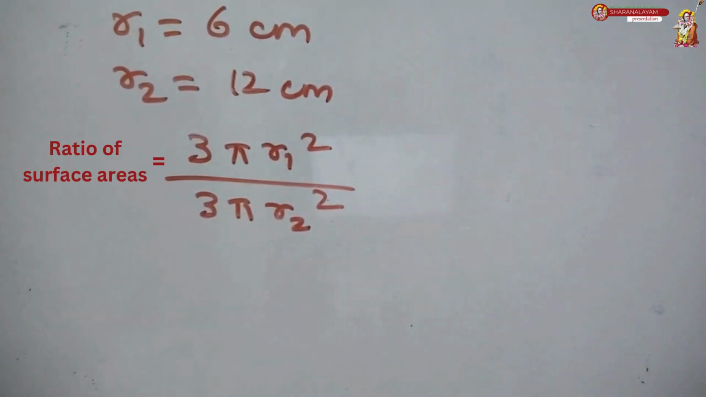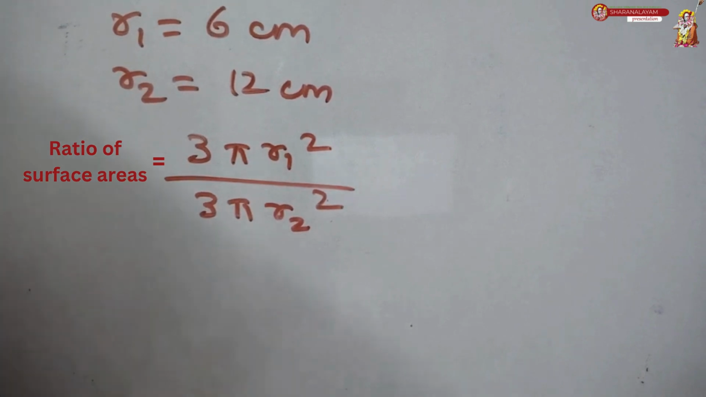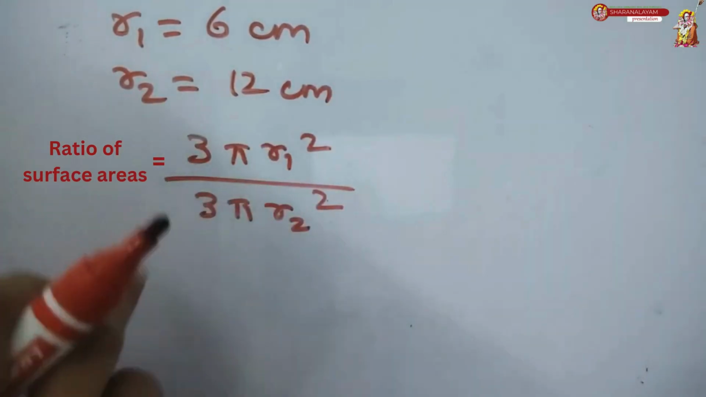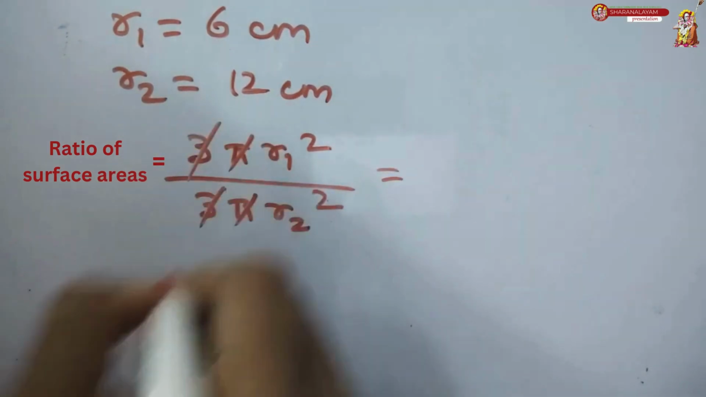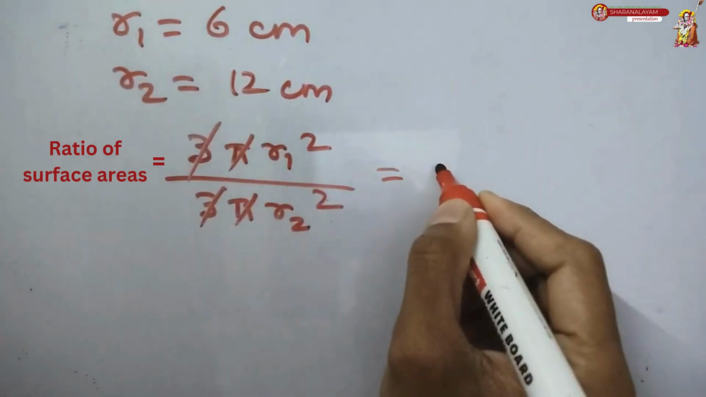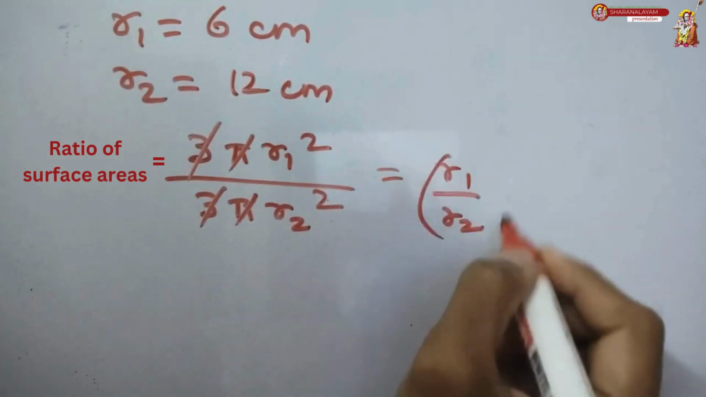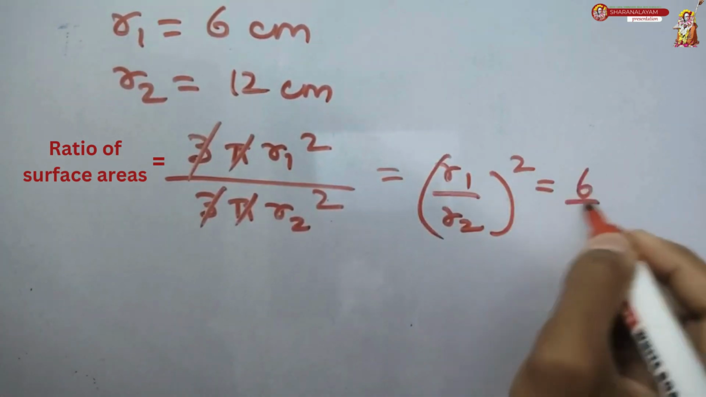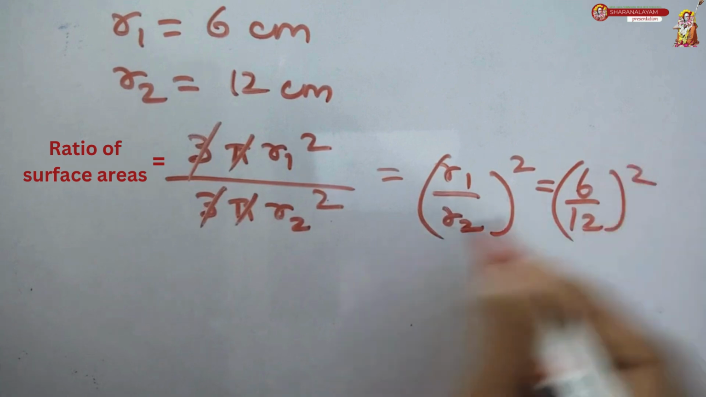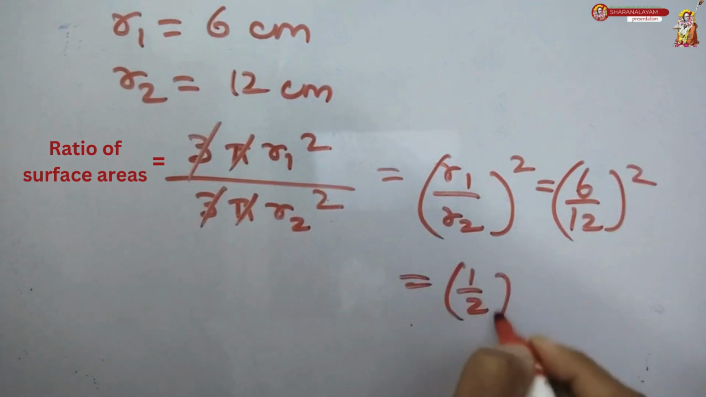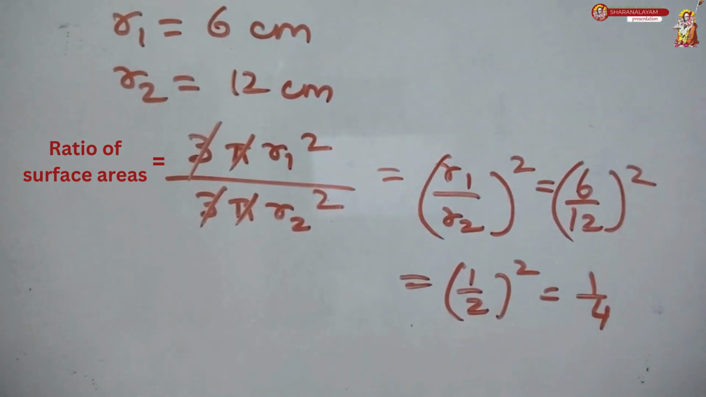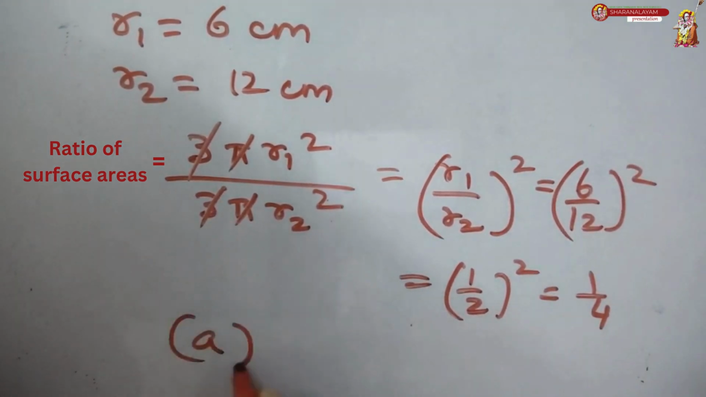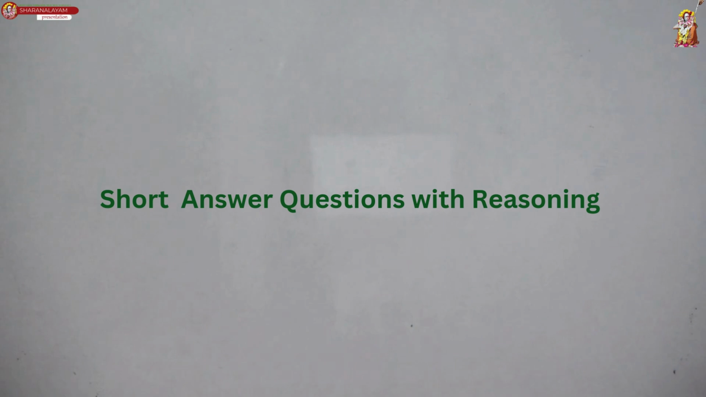We know that the ratio of the surface areas of the balloons in the two cases is 3 pi R1 square upon 3 pi R2 square, which is equal to, so this 3 pi will get cancelled. It is nothing but R1 by R2 the whole square, correct? Which is equal to 6 upon 12 the whole square, which is 1 upon 2 the whole square, which is equal to 1 upon 4. So the correct answer is option A 1:4.